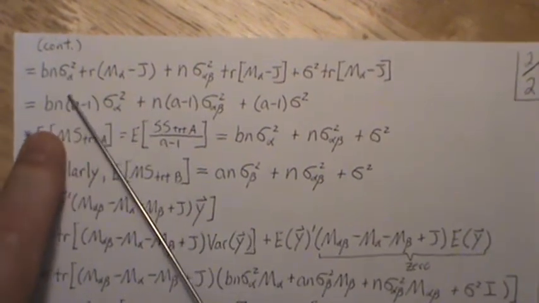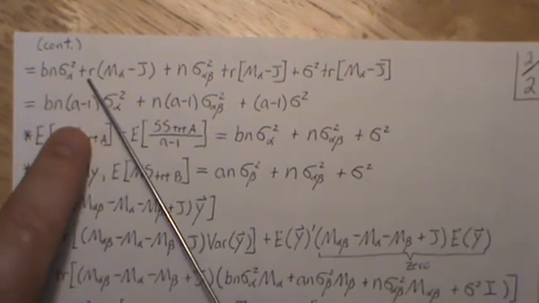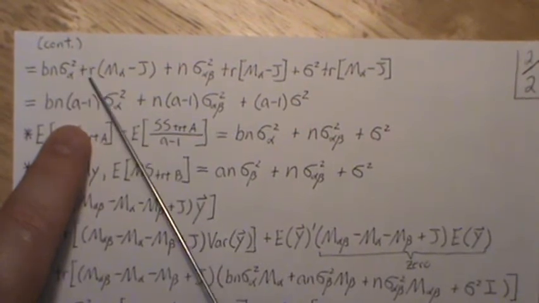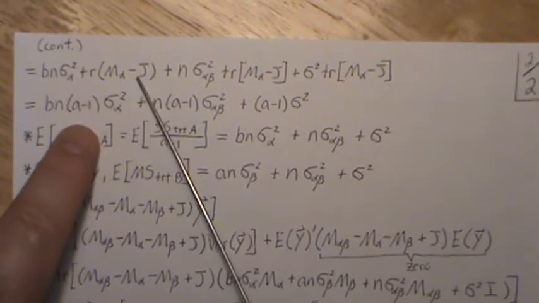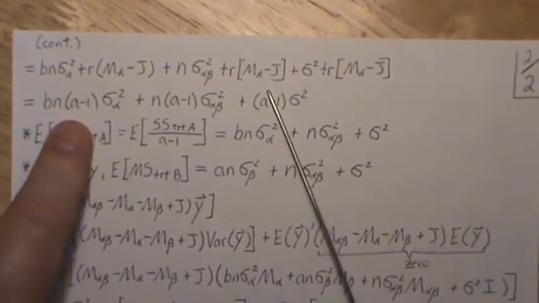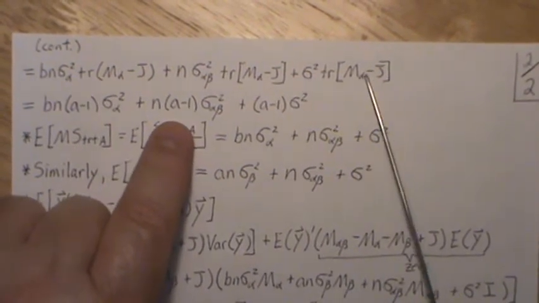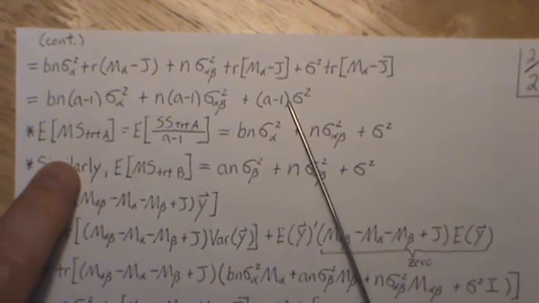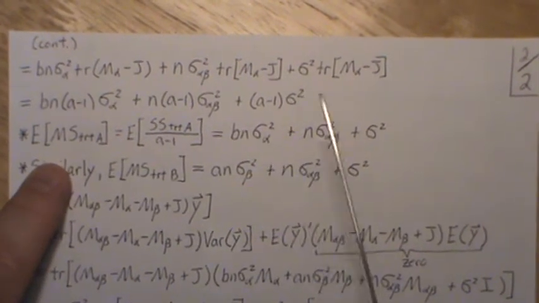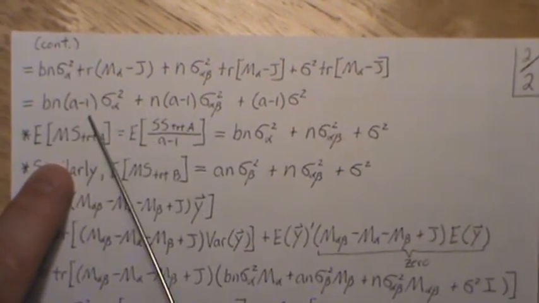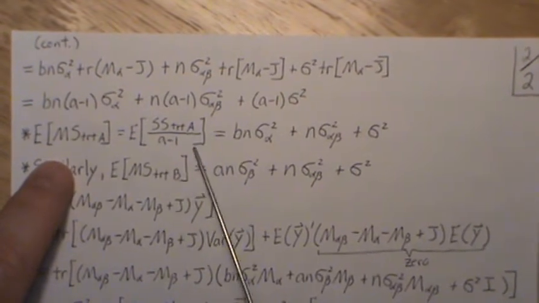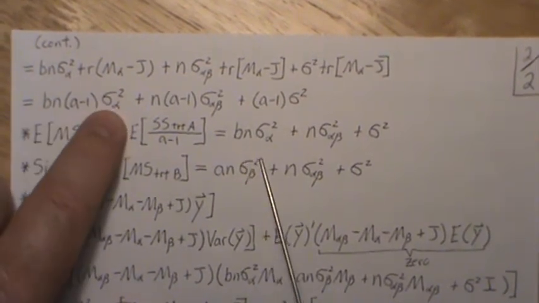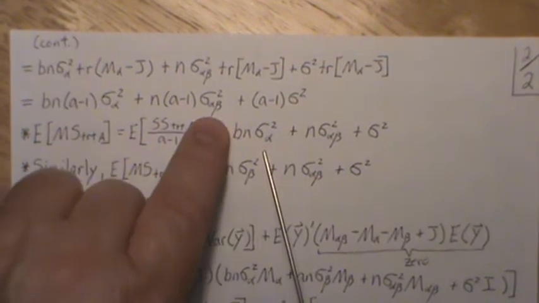So that's the trace. So this is a minus 1, which is what this is. This is a minus 1, and that's a minus 1. So now this is the expected value of the sum of squares for treatment A. Now if we divide by a minus 1 and then take the expected value, then we just get what's left over.